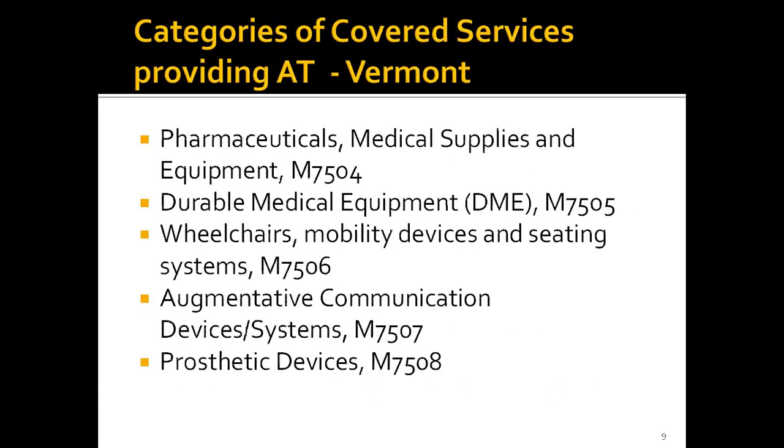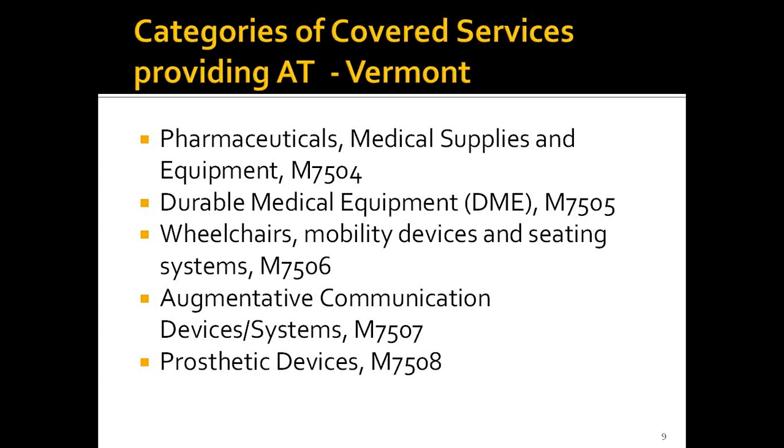So looking to the next slide, Vermont has its own categories, and some of them mirror but differ in respects from the federal law. And the primary categories for funding assistive technology in Vermont are these that are listed. Obviously, pharmaceuticals isn't assistive technology, but it is listed along with medical supplies and equipment, which would be similar to the home health option under federal law.